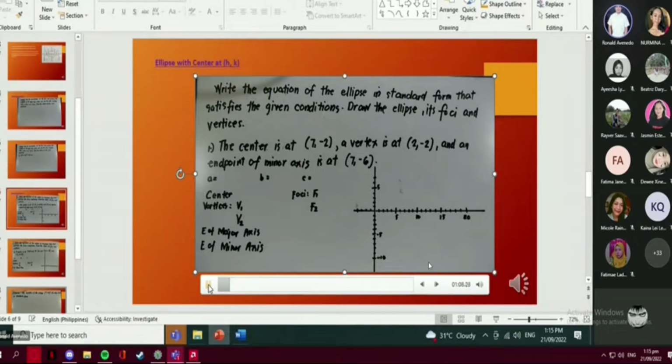So the first step is we are going to write what is given. From the conditions, we have here the center at (7, -2). Then one vertex is at (2, -2). Then an endpoint of the minor axis is at (7, -6). Meaning to say, this is the shorter one.